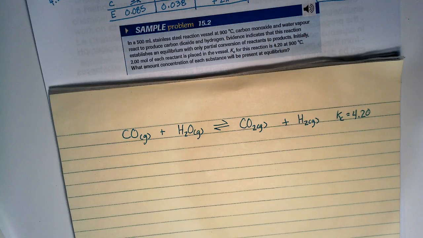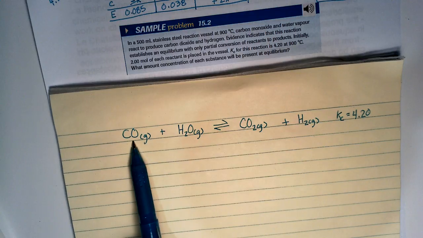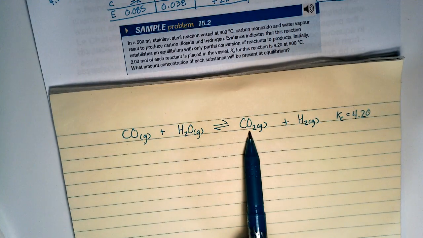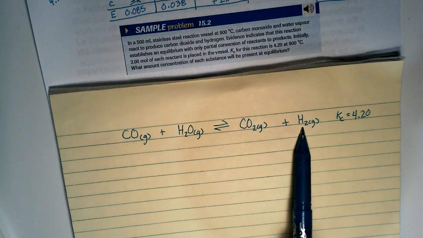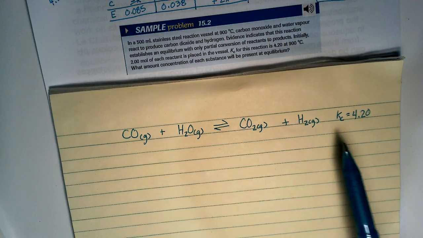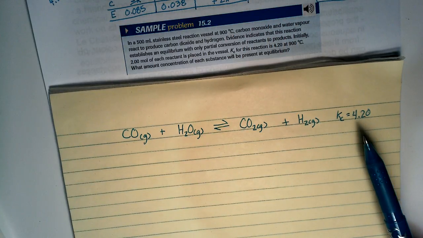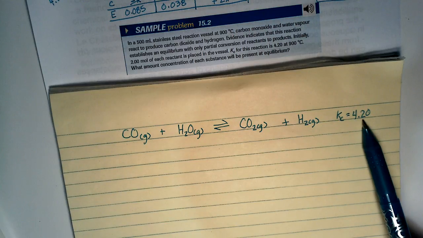Okay, and so again, first step for any of these problems, balance the chemical equation. So I'll do that to start with. Here's my chemical reaction: carbon monoxide plus water vapor produce CO2 and hydrogen gas. Make sure you remember hydrogen's H2. And I wrote down the Kc just to remember I have that number too.